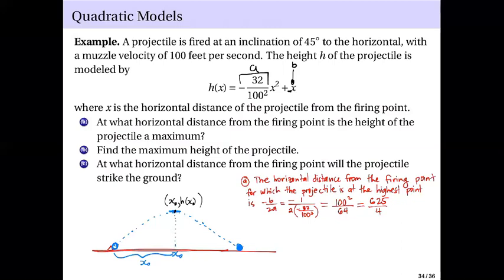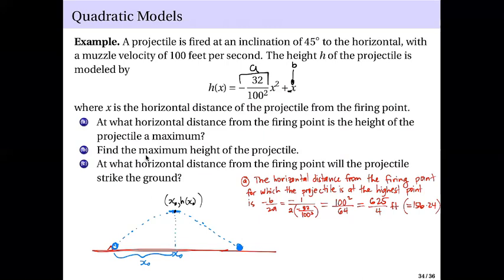Correct? So you have this. This is the horizontal distance at which the projectile is at the highest point. Of course, I know that some of you will still write this in decimal point, so let me write it anyway. So that's for letter A.